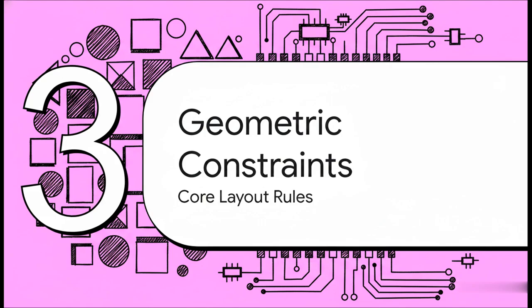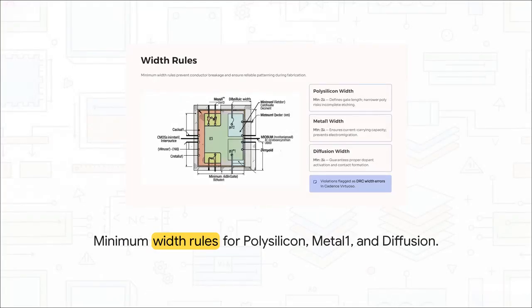Let's move to Section 3, the core geometric constraints. Now we'll look at how this builds our actual microchip grammar by exploring the rules that dictate literally every shape on the silicon. These specific minimum widths solve literal physics problems to prevent conductor breakage. For instance, the minimum polysilicon width is typically 2 lambda. That defines your gate length, and anything narrower risks incomplete etching during the fab process.